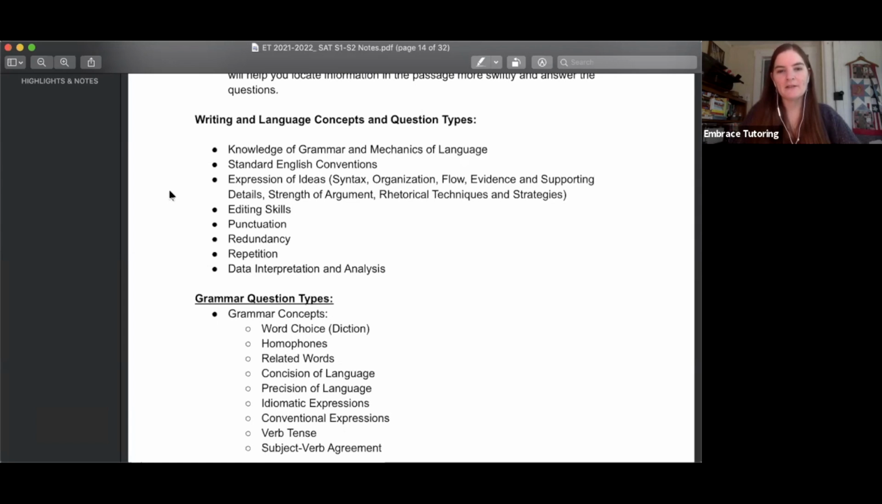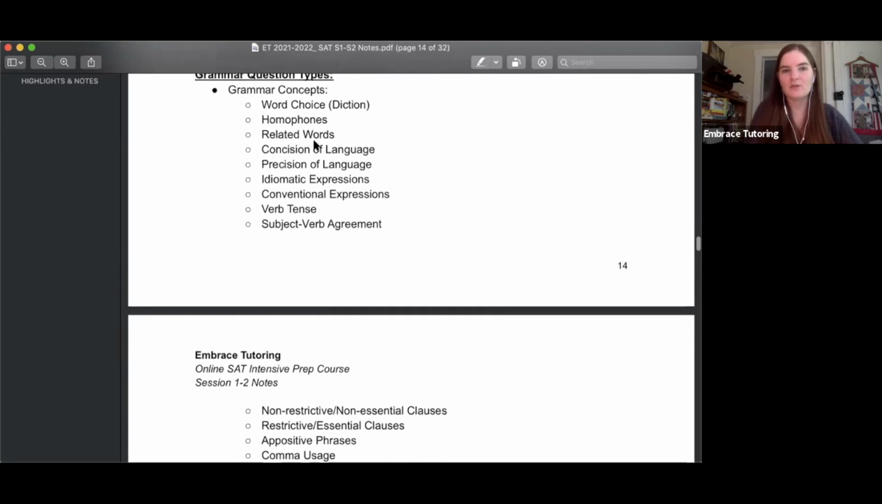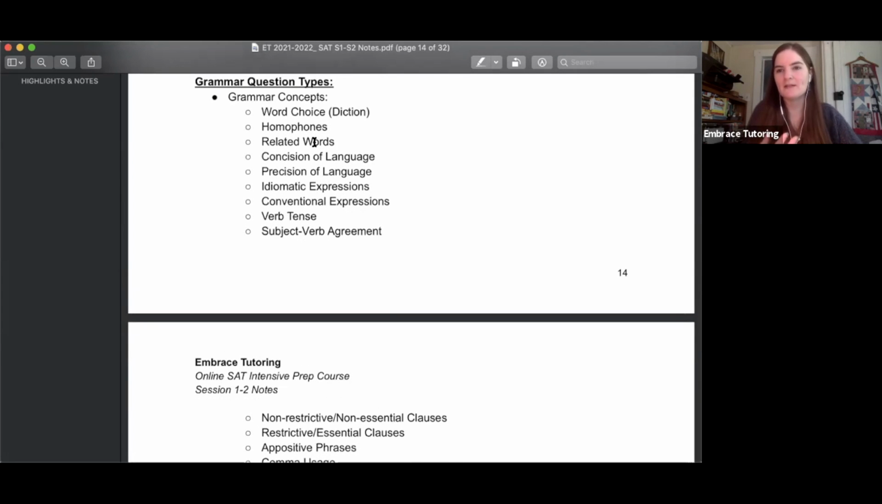So data interpretation and analysis are other question types. Again, we talked about that when we were going through the reading test. Those are the kinds of questions where you have to analyze and synthesize and assess.